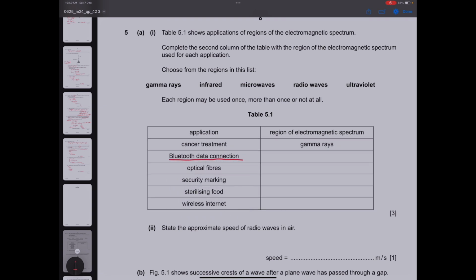So for Bluetooth data connection, we know that radio waves are used. I'll just write down the answers here. You need to memorize all these. For optical fibers, infrared (IR) is used. For security marking, ultraviolet is used. For sterilizing food and medical equipment, gamma waves are used. For wireless internet, we know that microwaves are used.